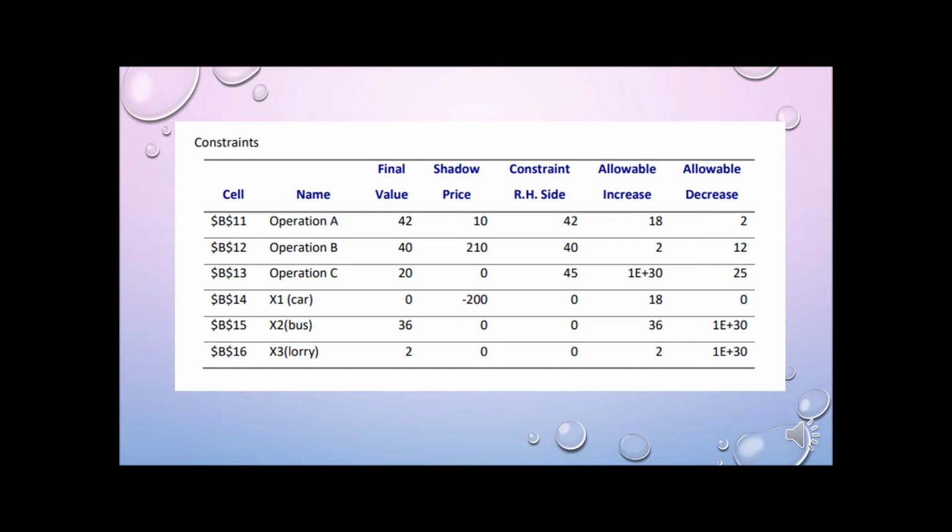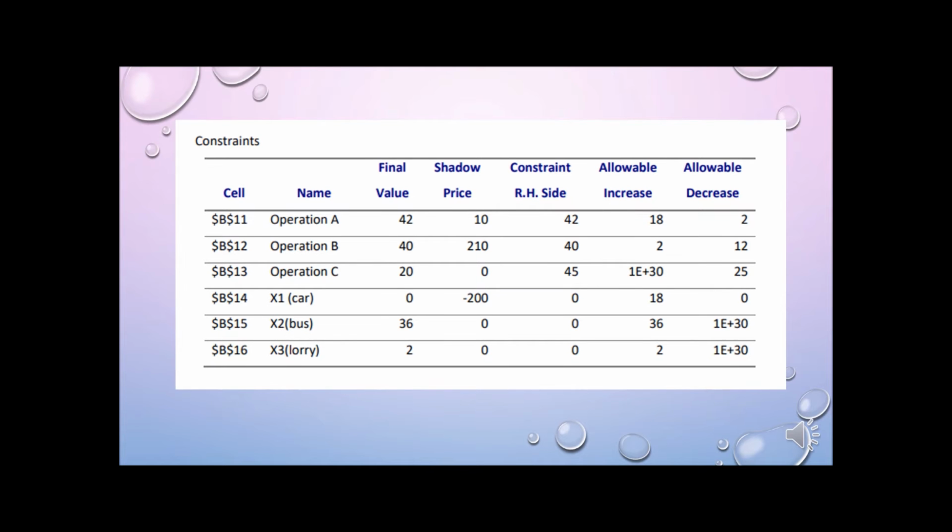Okay, operation C. The constraint right hand side is 45. So the final value that had been used is 20. Allowable decrease is 25. It can be decreased 25 in right hand side to make profit maintain. Allowable increase is 1E plus 30, so it can be increased 1E plus 30 units to make profit increase. Shadow price is 0. If increase 1E plus 30, then the price must be 0 to get profit.